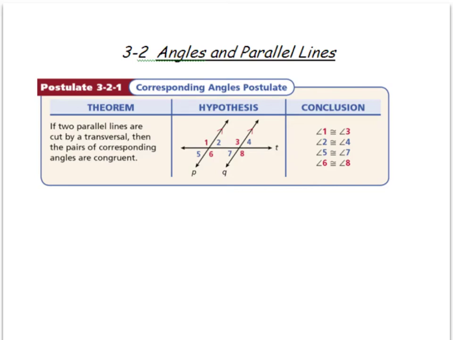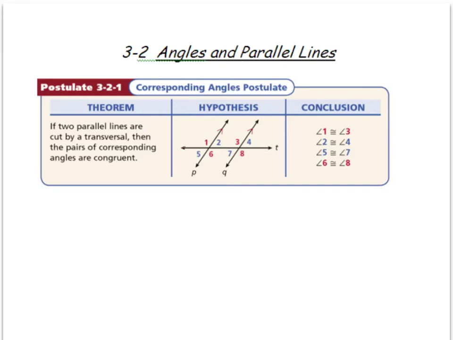So in this lesson, we're going to take a look at the angles that you learned about in the previous lesson, and we're going to talk about how they might be congruent to each other or supplementary. So the first thing we're going to take a look at is the first postulate in this lesson, and it's talking about corresponding angles. And from the other day, you knew that corresponding angles are the angles that make the letter F.